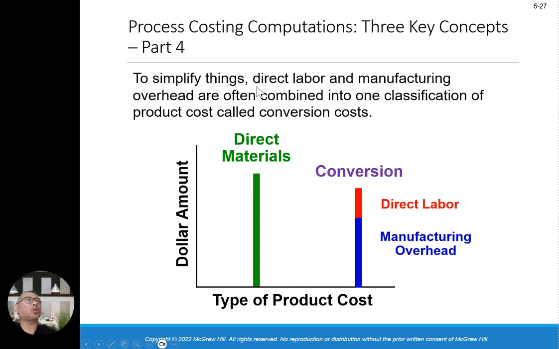To simplify things, direct labor and manufacturing overhead costs are combined into one classification of overhead costs called conversion costs. These are direct materials in terms of dollar amount here, and product cost and conversion in terms of direct labor and manufacturing overhead. Okay, this is the typical chart of the product cost and dollar amount for the three components.